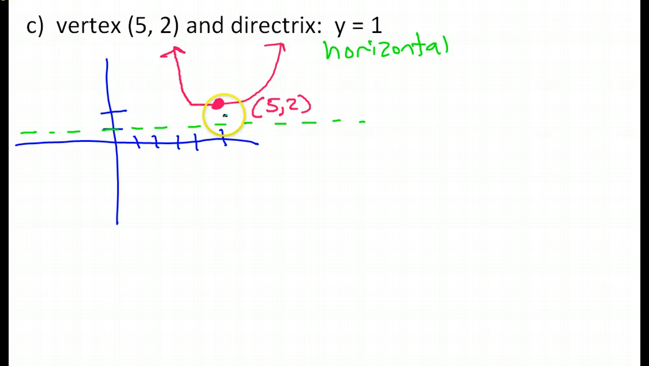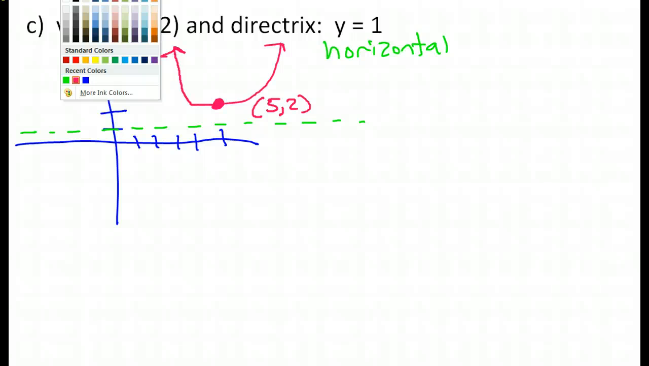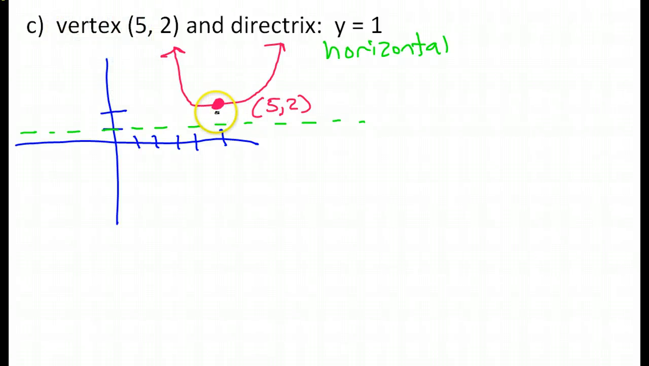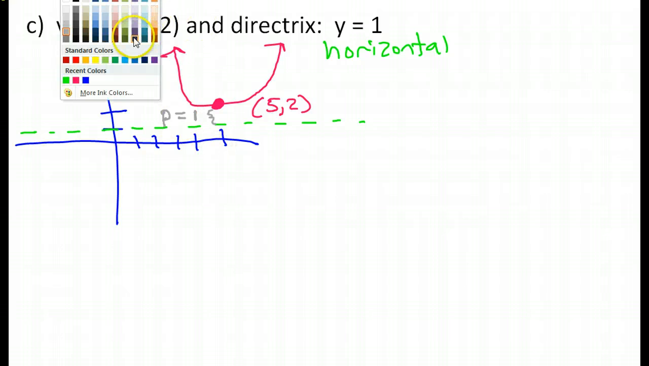What else? The p-value. We know the p-value as well. Because the p-value is this distance right here. Okay, this is p, and it's so small it is 1. Okay, the directrix and the vertex here are 1 apart. That's going to be the p-value. Okay, and it's positive because it's up. So now I can write the equation.